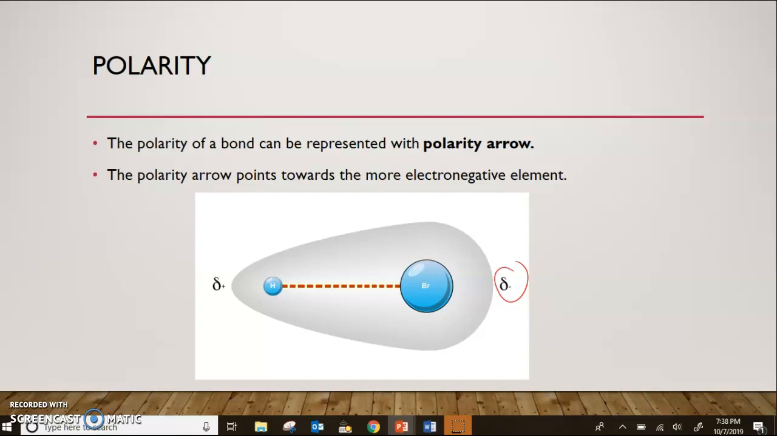We can signify this by writing a delta positive and a delta negative to represent which side is positive or negative. Or we can draw a polarity arrow. So over the side that would be positive, that has the lower electronegativity value, you draw a little plus sign, and then you draw an arrow which represents the direction that your electrons are flowing. So because bromine has the higher electronegativity value, the electrons are headed towards the bromine and away from hydrogen.